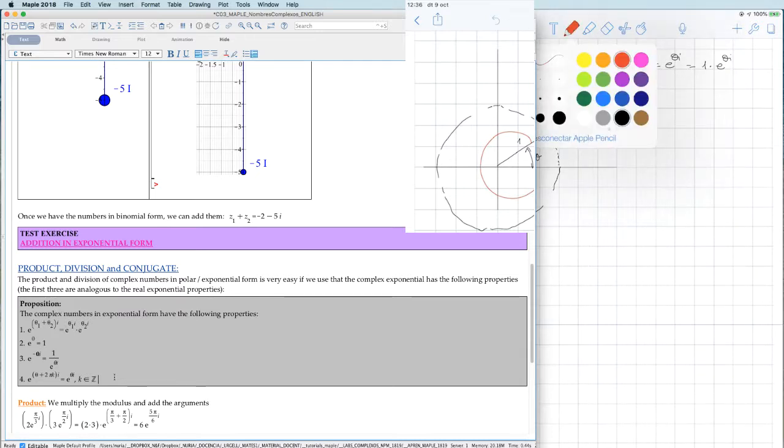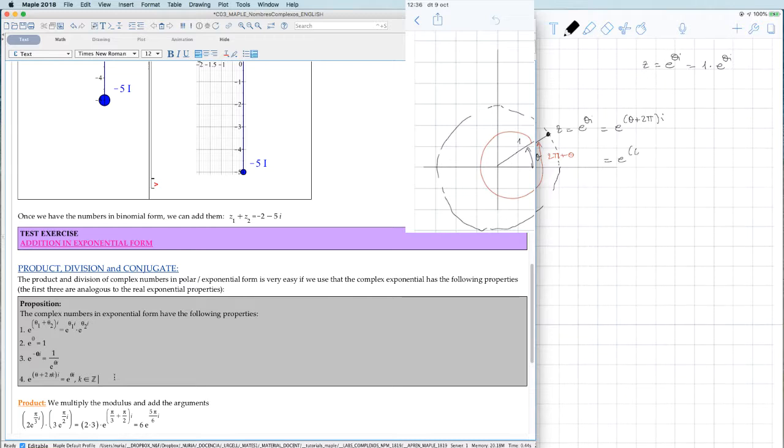And remember that if I add 2π to the argument, okay, what I get is the same complex number. So what I want is that these two numbers are the same because they represent the same complex number. And the same if I remove one circle rotation, or the same if I add two circle rotations.